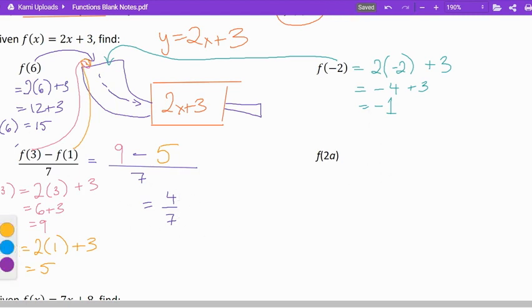Now here's an ugly one. What if my input is a variable with a coefficient?